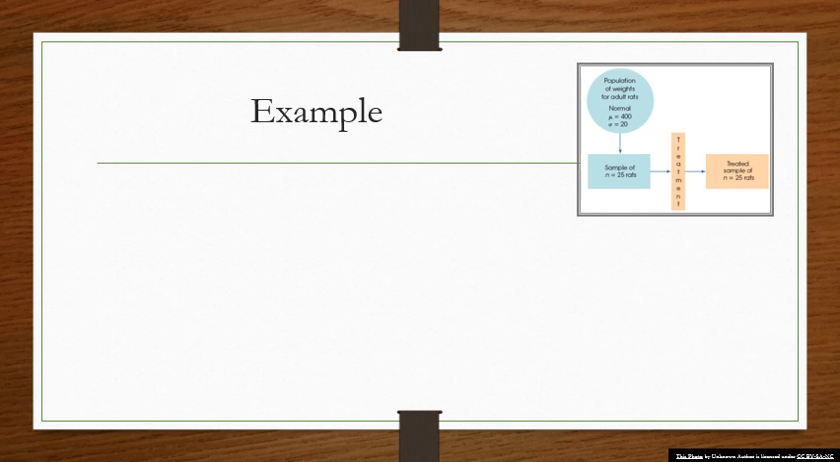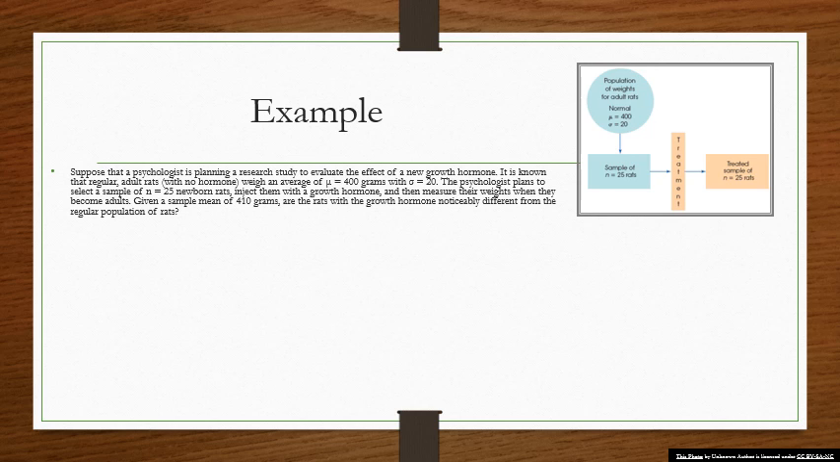So here's an example. Let's suppose that a psychologist is planning a research study to evaluate the effect of a new growth hormone. It is known that regular adult rats with no hormone weigh an average of 400 grams with a standard deviation of 20. The psychologist plans to select a sample of 25 newborn rats, inject them with a growth hormone, and then measure their weights when they become adults. Let's say that this sample mean is 410 grams for those 25 rats. Are the rats with the growth hormone noticeably different from the regular population of rats?